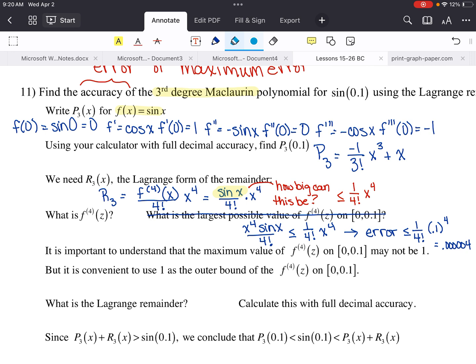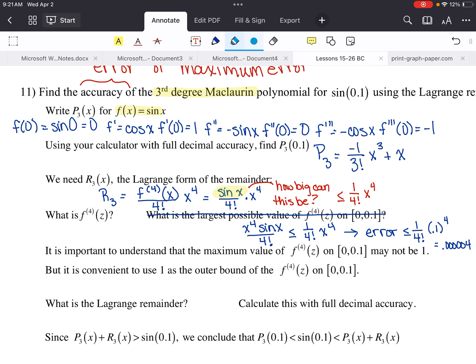The remainder comes from the next term. So if my polynomial accounted for the first 3 terms, then the error is the fourth one. So the remainder for the third term, the error for the third term, is whatever the fourth one would have been over 4 factorial x to the fourth. The error is the fourth term. Okay, well, what would the fourth term have been? It would have been the fourth derivative.